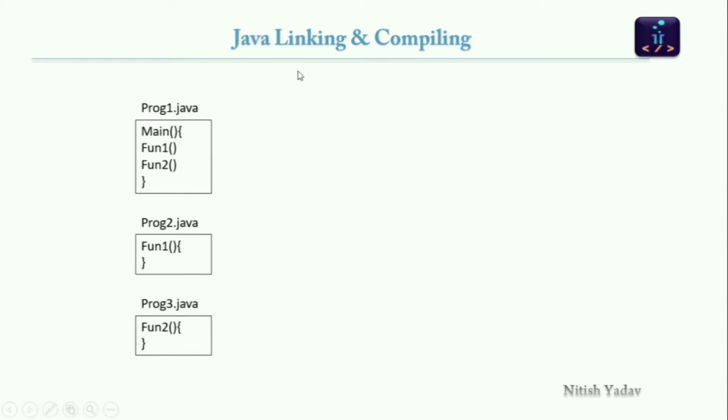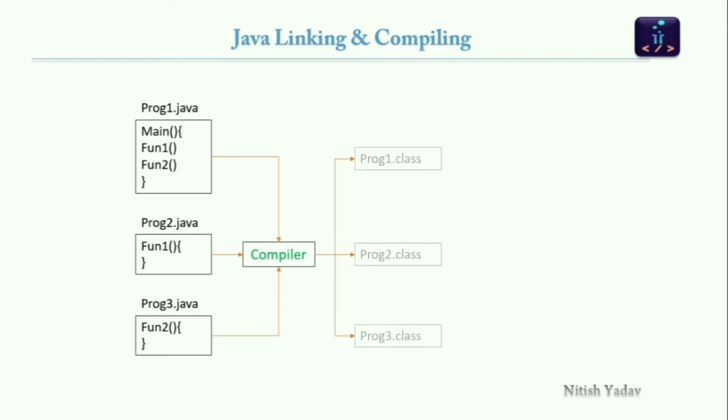Now next, the Java linking and compiling process is the same, the only difference is the .java extension. In C the file name was program1.c and here it is program1.java. Now these three files get compiled with the help of a compiler, same, but here the difference is this compiler will generate .class files, while in C we generated .obj files. Here .class files are generated and these .class files contain bytecode.